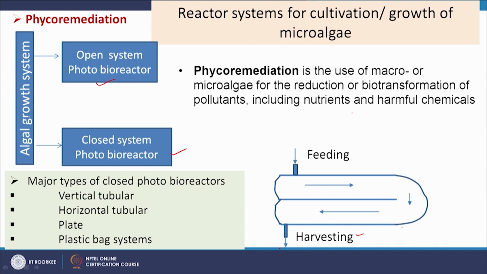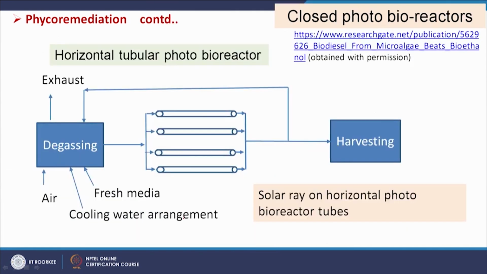This is the open system, but in case of closed system it is not open in contact with air. It will be in a closed vessel, and in that case we can get different types of closed photobioreactors like vertical tubular, horizontal tubular, plate and plastic bag systems. Now, here we see the horizontal tubular photobioreactor. These are the photobioreactors in parallel arrangement. Here the wastewater is going through it and algae is growing. Then it is coming out, then we are doing some harvesting.